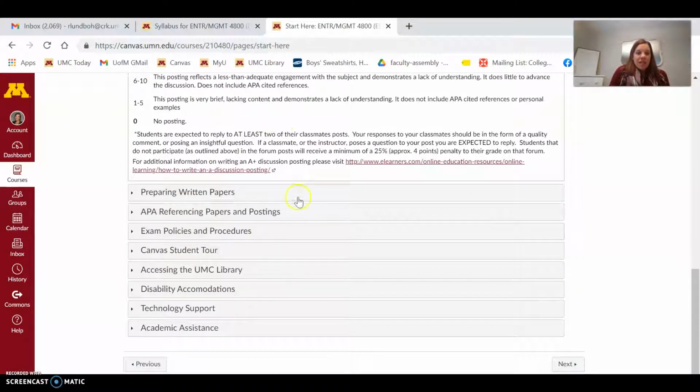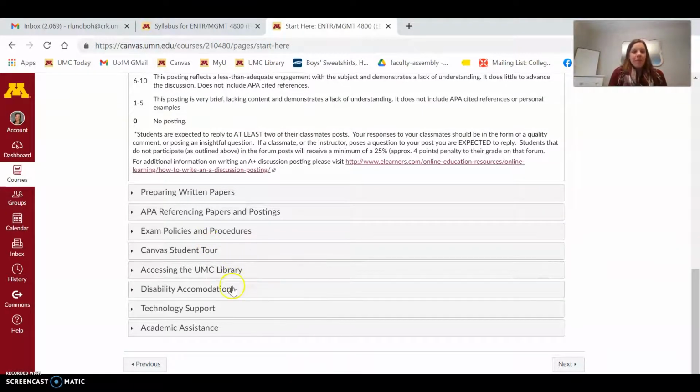There's information on how to write papers, exam policies. I will touch on the fact that all exams are open book, open note. You can use the internet if you want to, but they are timed, so you will have to study because you won't have time to look up every answer.